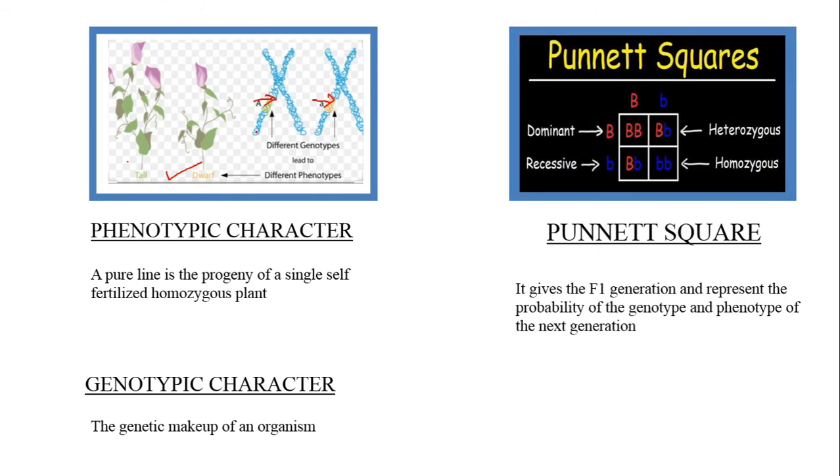Now the last one is the Punnett square. It is a grid that enables one to predict the outcome of a simple genetic process, or it gives the F1 generation and represents the probability of the genotype and phenotype of the next generation. So this grid shows the Punnett square. From here we determine the relative proportion of genotypes and phenotypes of the offspring, as you can see here.